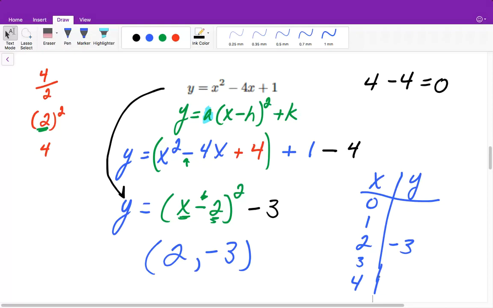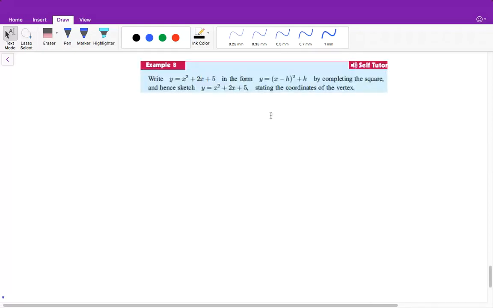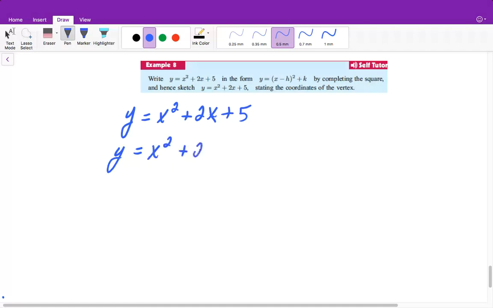All right, now there's just one more example, and this video is done. Same thing. We are taking this y is equal to x squared plus 2x plus 5, and we are rewriting it into our vertex form, and then we're going to state our vertex. So first, we're going to write it. y is equal to x squared plus 2x plus 5. So when we go to complete the square, we're going to rewrite this as y is equal to x squared plus 2x. We're going to leave a space so we can complete the square, and it's plus 5.